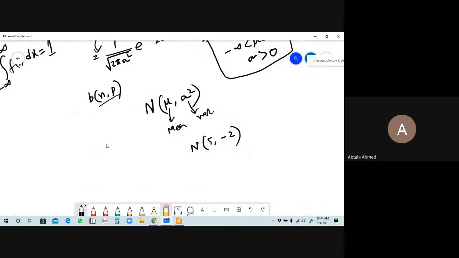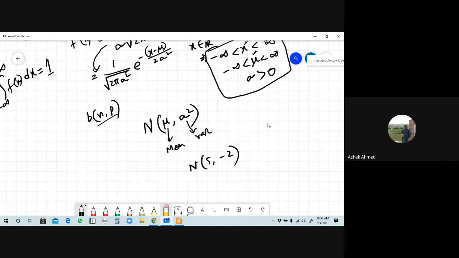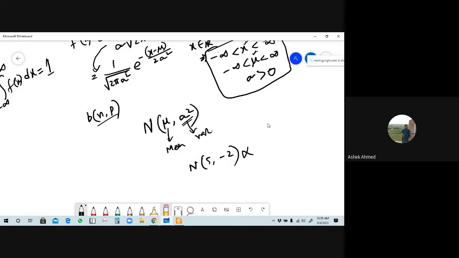Sir, it is possible? That is what I want to ask: is it possible? No, sir. Why? Because variance can't be negative. We know that the value of sigma square can't be a negative value, so this is not possible.